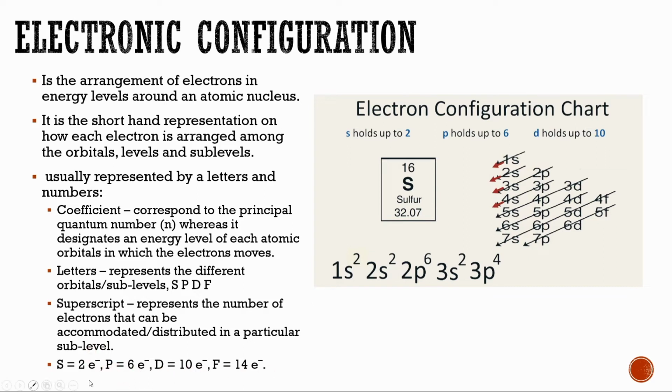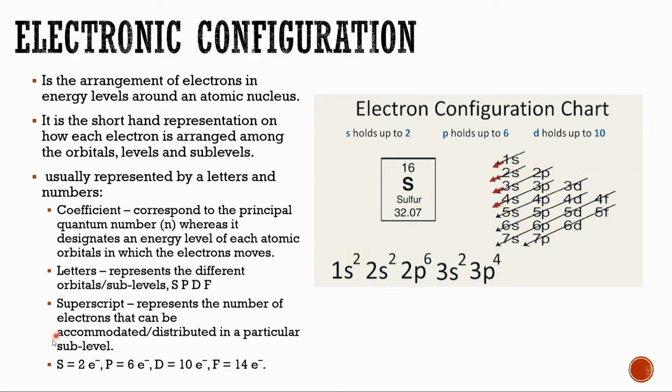Ayan. Ang S ay kaya mag-hold up to 2 electrons. Ang P ay maximum of 6 electrons. Ang D orbital ay kaya mag-hold up to 10 electrons. At ang F orbital ay kaya mag-hold up to 14 electrons.